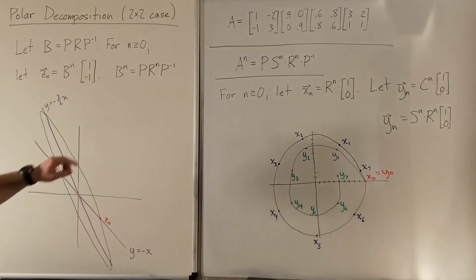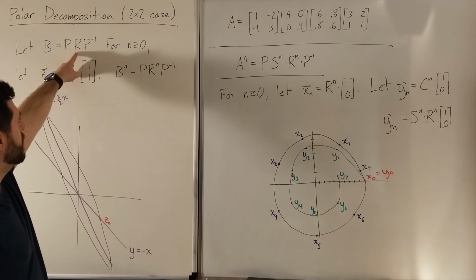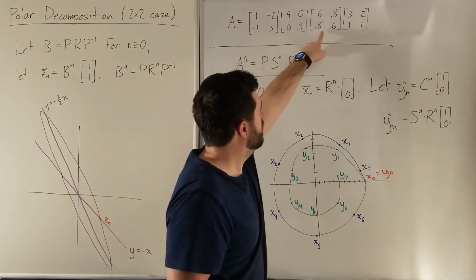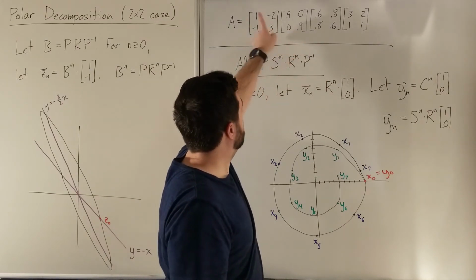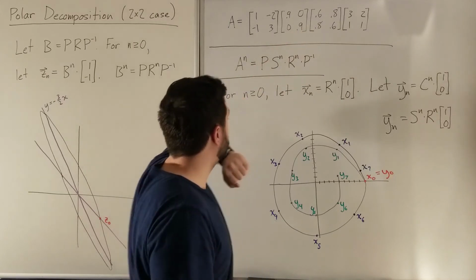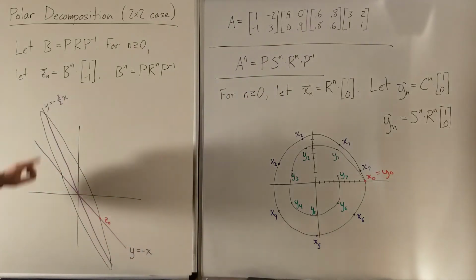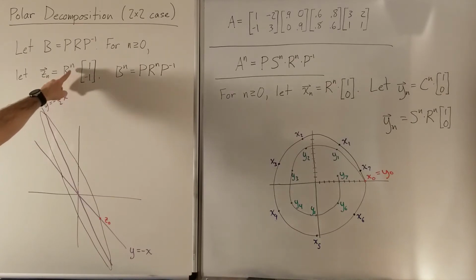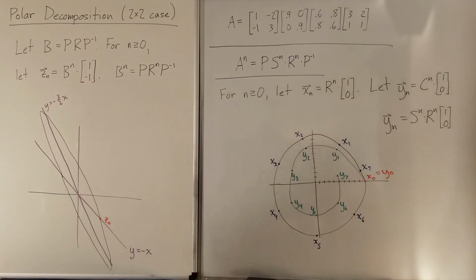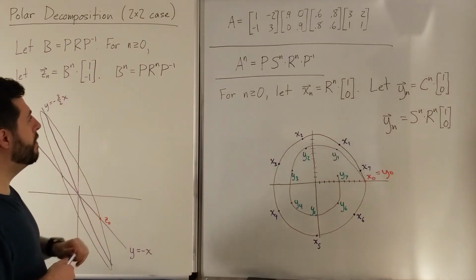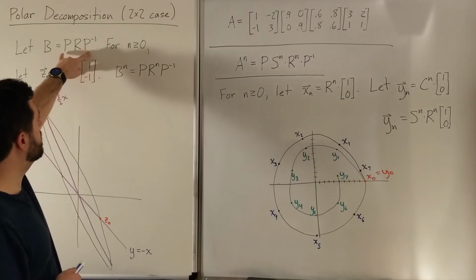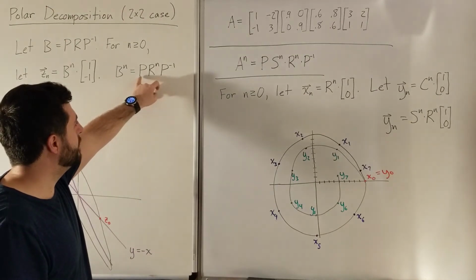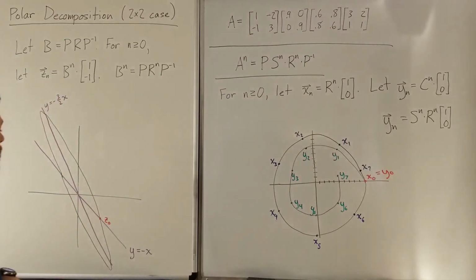Now I want to look at this matrix B here. B is P times R times P inverse, where P and R are just as they were before. This is P and this is R. In other words, I'm looking at almost A, I'm just skipping this scalar matrix. So I'm going to define the sequence of vectors Z_n as B to the power n times this vector. And just like raising A to high powers, if you raise this to a high power, a bunch of P's and P inverses are going to cancel each other, and B to the n is going to be P times R to the n times P inverse.